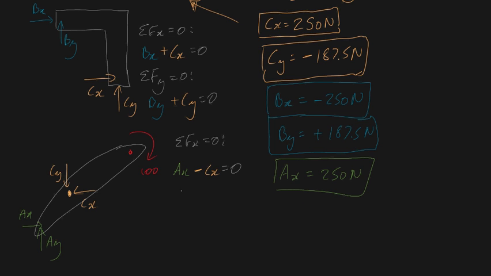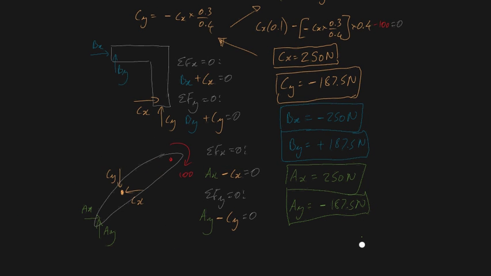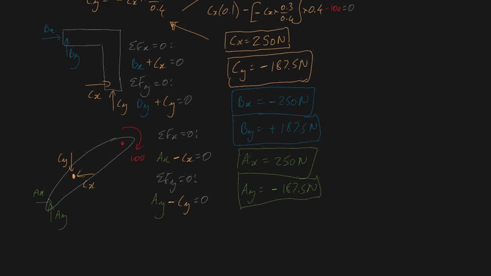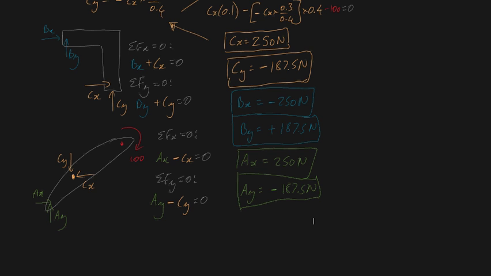Now let's do the sum of forces in the y direction is going to be equal to 0, and Ay is positive because it's upwards, Cy is negative because it's downwards, and that's going to be equal to 0, meaning that Ay is going to be equal to Cy, which is minus 187.5 newtons. Okay, we are almost completely done. We've got our reaction forces in terms of x and y, but we were asked to find the magnitude of the total reaction force. So let's see if we can do that.